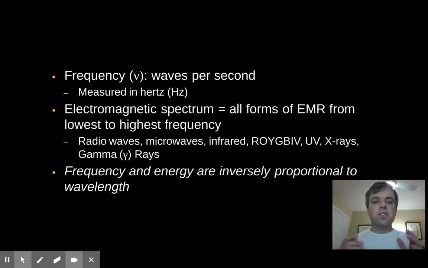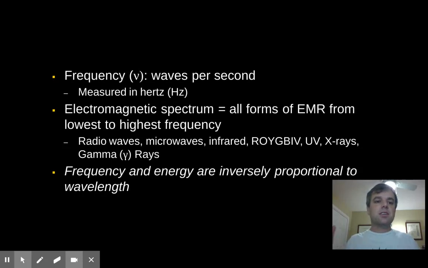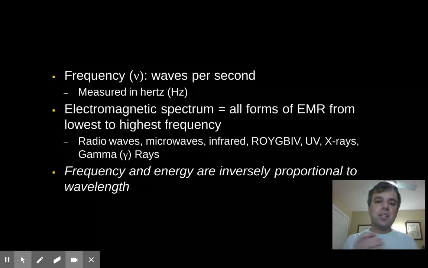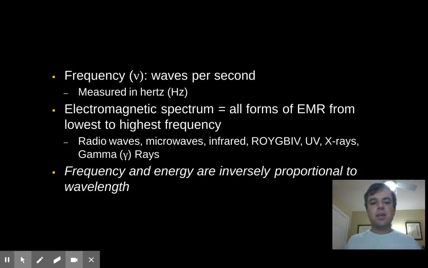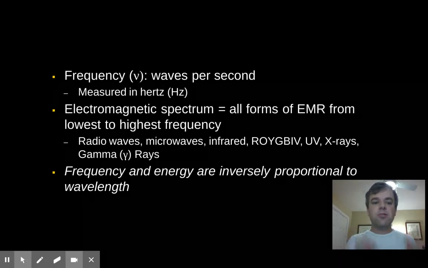Now, frequency and energy are inversely proportional to wavelength. In other words, the larger your wavelength, the fewer waves per second, because all forms of electromagnetic radiation travel at the speed of light. So if you have a really large wavelength, then you're going to have fewer waves passing in a second because they're all moving at the same speed. Also, higher frequency radiation has more energy.